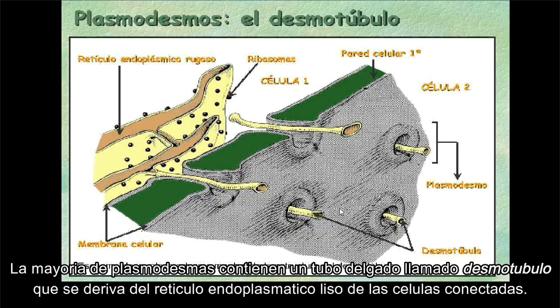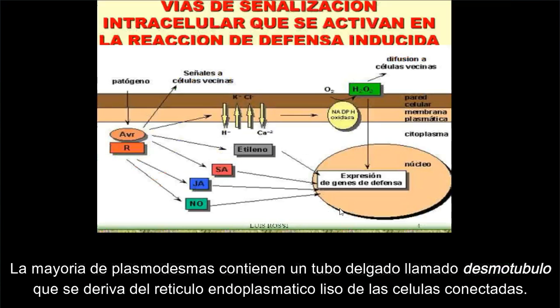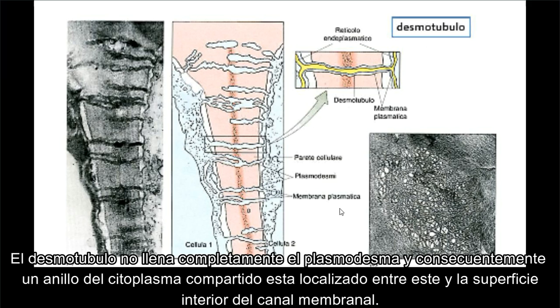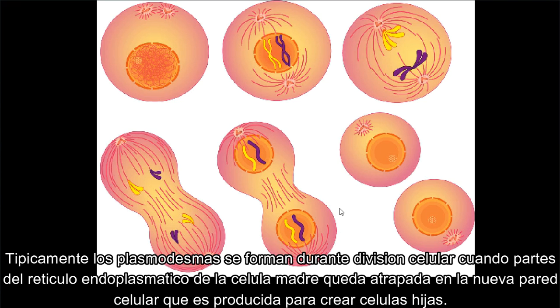A majority of plasmodesmata also contain a narrow tube-like structure called the desmotubule, which is derived from the smooth endoplasmic reticulum of the connected cells. The desmotubule does not completely fill the plasmodesma, and consequently, a ring of cytoplasm is located between it and the inner surface of the membrane-lined channel.